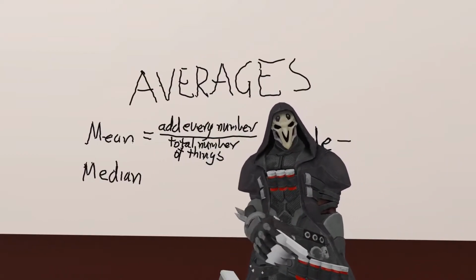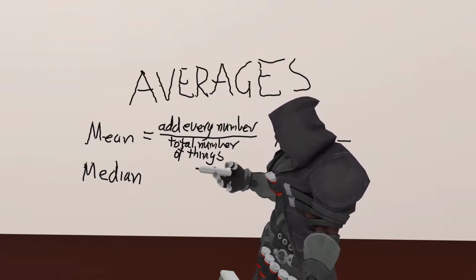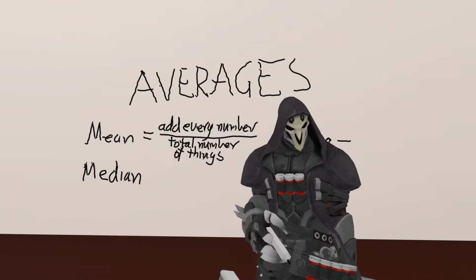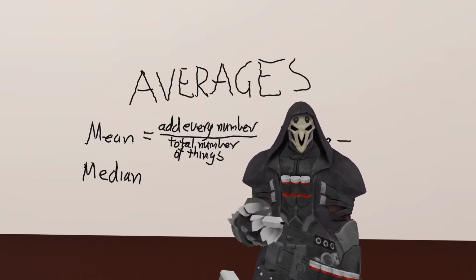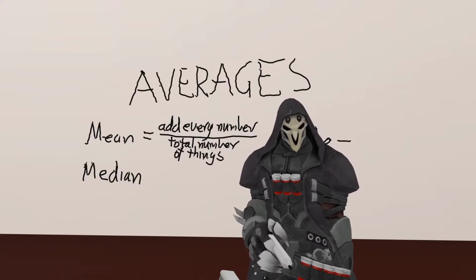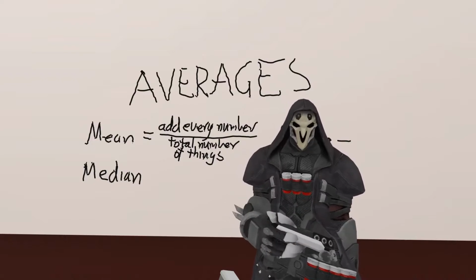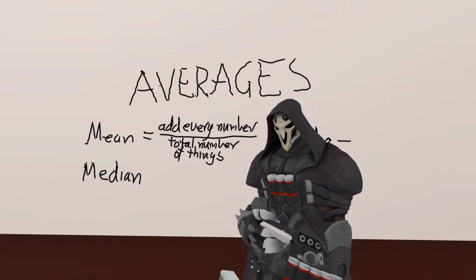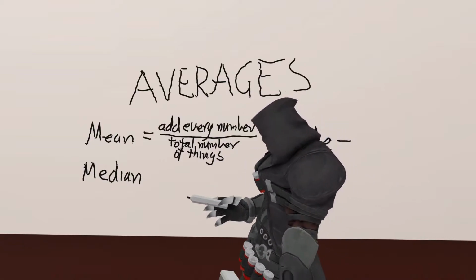This is how I like to remember the mean. Add everything together and divide by the total number of things. Now the median is the middle number. The way I remember that median is the middle number is because both median and middle have a D in the middle. Let's write that down.